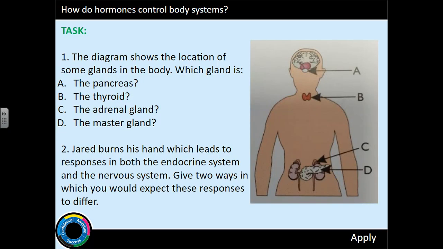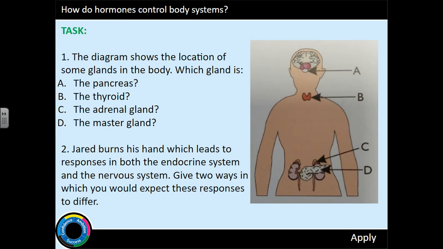Okay, so this is what you're going to need to do. We've got a diagram here with some letters on it. You just need to name the different glands in the body. So we've got the pancreas, the thyroid, adrenal gland, and the master gland. So if you need to go back into the PowerPoint, do so, and that will help you.